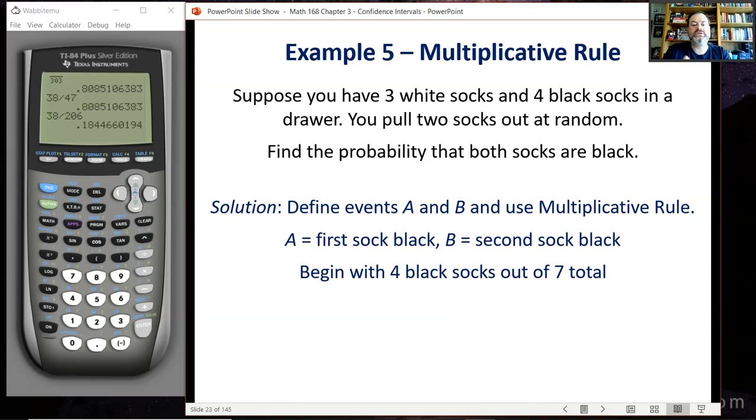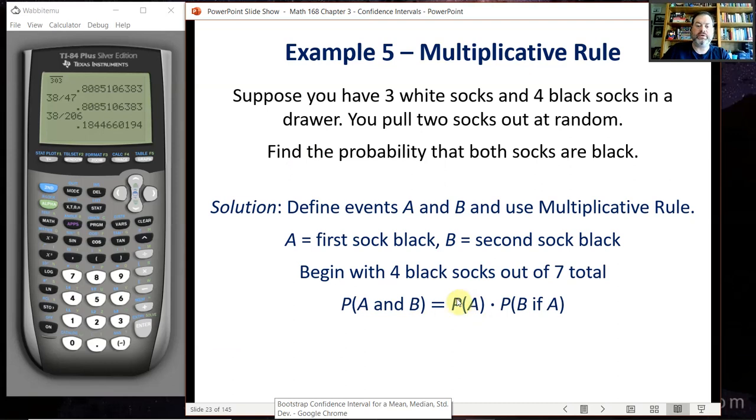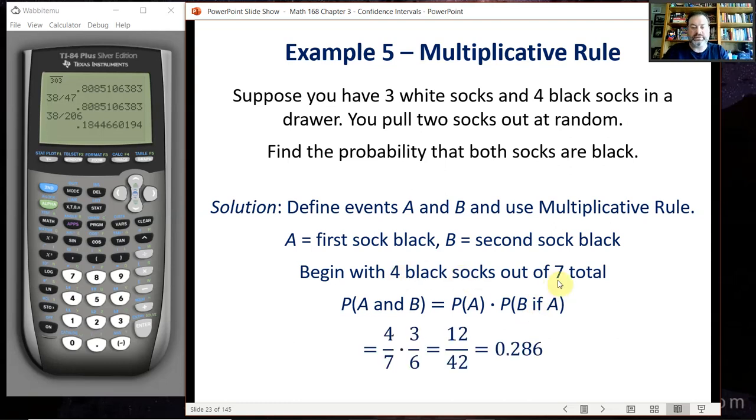So notice we start with 4 black socks out of 7 total, that we're given that in the problem. So the probability the first sock is black is going to be 4 out of 7, right? So the probability here, this is going to be 4 out of 7. But what's going to go on here? If this is 4 out of 7, look at what's going on here. What's the probability the second sock is black if the first one is black? Well, if the first one is black and you pull it out of the drawer, then there's only 3 black socks left in the drawer. But there's only 6 socks total left in the drawer.